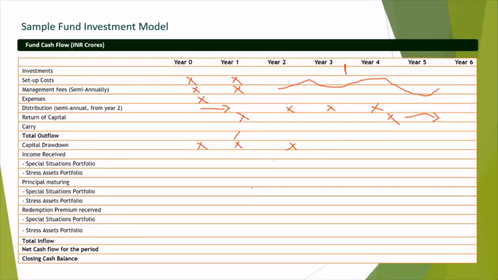Principal maturing would be fed roughly from the third or fourth year onwards, because the average duration of the investments would be somewhere around 3 to 4 years. And then we have redemption premium received. Redemption premium is received particularly when the deals are entered in such a way that at the end of the period, when the investments mature, they have premium clauses. So they yield a certain premium at the time when they are redeemed, and therefore this is also an inflow for both the portfolios.